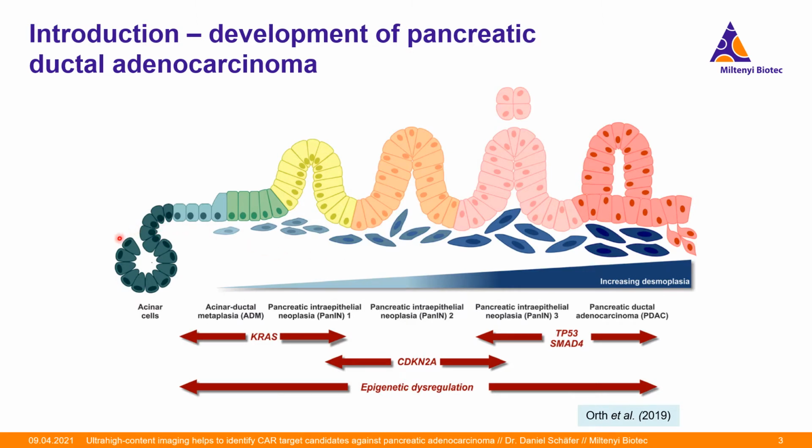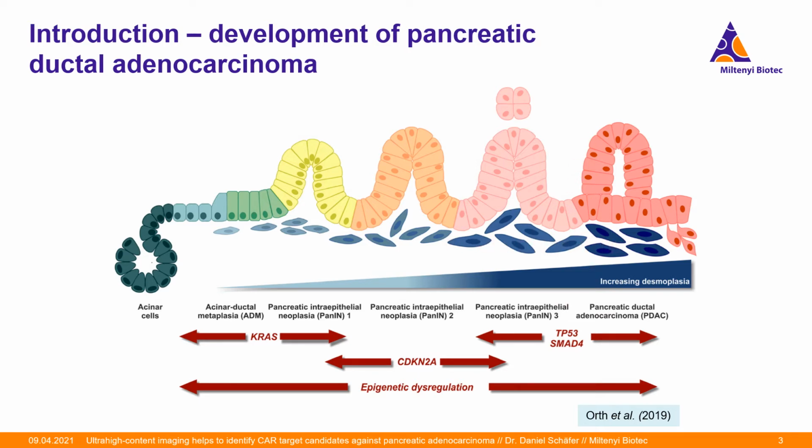PDAC develops, as mentioned, from the acinar cells that undergo acinar to ductal metaplasia, or from the ductal cells themselves. In most cases, mutation starts with the KRAS mutation that has been shown in murine models to be sufficient to form precursor lesions. However, this mutation alone is not sufficient to cause PDAC. For this, we have the accumulation of several more mutations throughout the years that lead to increasing desmoplasia and aggressiveness of the cancer.